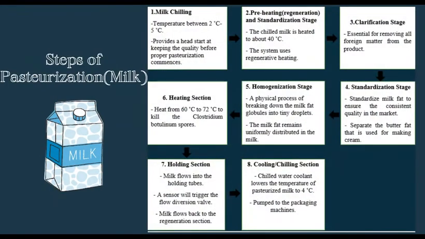Steps for pasteurizing milk. First, milk chilling. Temperatures between 2 and 5 degrees Celsius are used to arrest bacterial growth and metabolism. This provides a head start at keeping the quality before proper pasteurization commences. Second, preheating or standardization. After chilling, the chilled milk is heated to about 40 degrees Celsius, and the system uses regenerative heating.